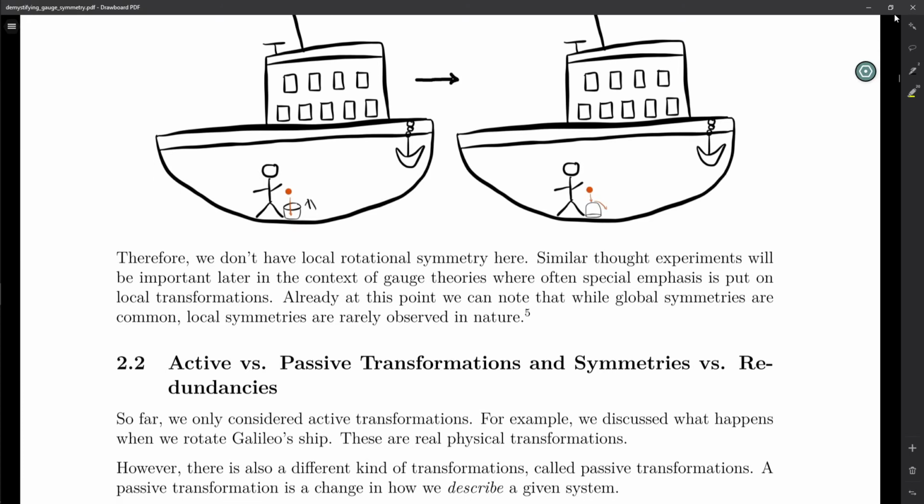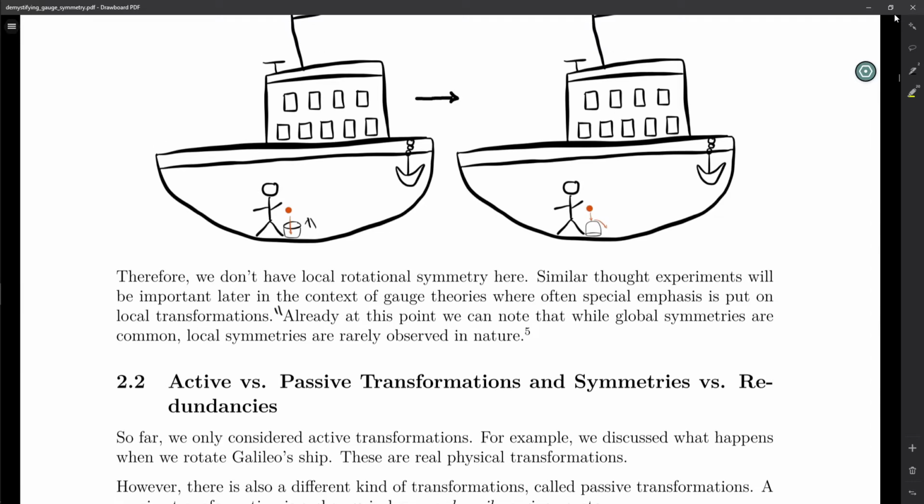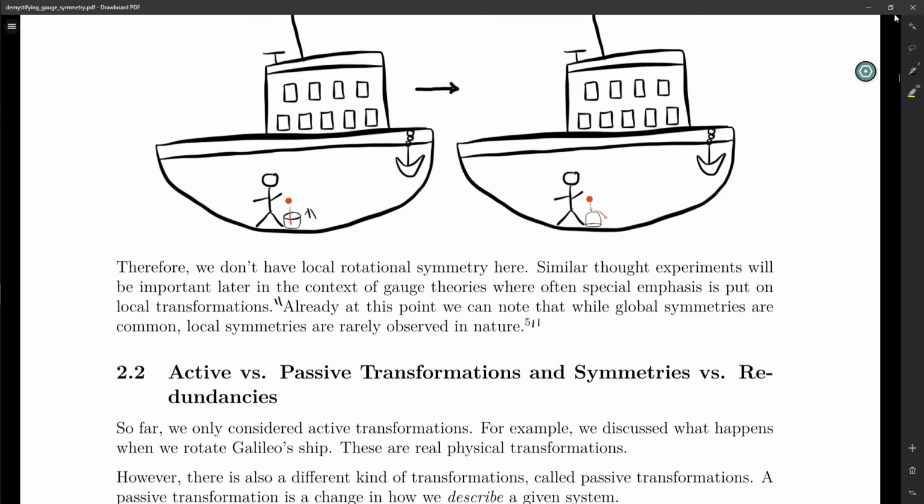And this is a point that the author notes: at this point, we can note while global symmetries are common, local symmetries are rarely observed in nature. Yes, this is kind of obvious if you've done a bit of field theory, but I will detail this in the next session, or towards the end of this session, as to why this is the case.